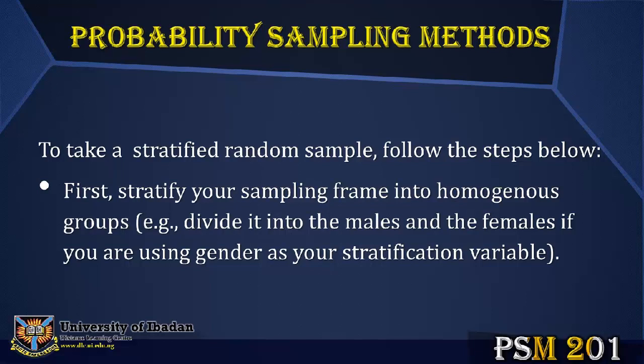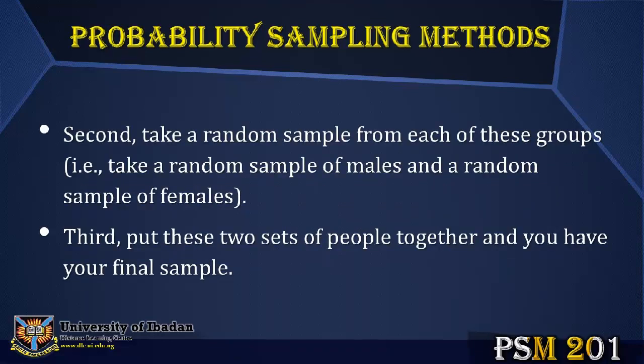To take a stratified random sample, follow the steps below. First, stratify your sampling frame into homogeneous groups, e.g., divide it into the males and the females if you are using gender as a stratification variable. Second, take a random sample from each of these groups, that is, take a random sample of males and a random sample of females. Third, put these two sets of people together and you will have your final sample.